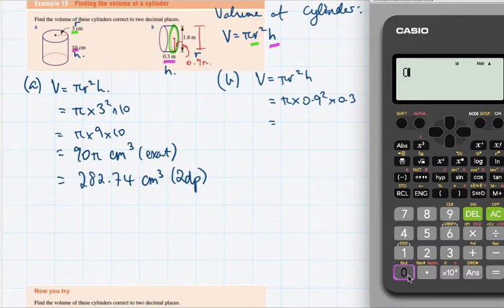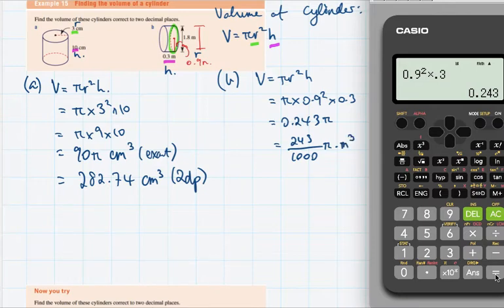Now this is more of a calculator job, 0.9 squared times 0.3, and that pops out as, and this doesn't look very nice as an exact answer, does it? So you could express this as 243 on 1,000 pi, so convert from a decimal into a fraction, but this one's nowhere near as nice. And then we add our units, meters cubed. So let's calculate what this will be as two decimal places. So let's times our answer by pi, and we get an answer of 0.76 meters cubed.